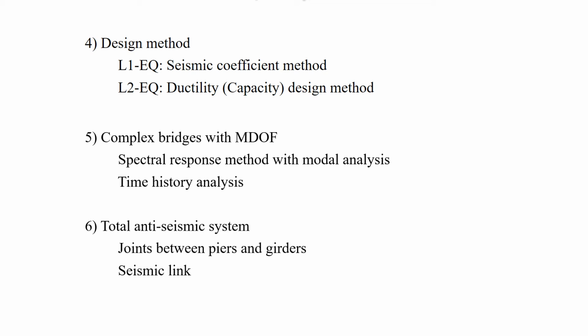6. Total anti-seismic system. We have to prevent the bridge girders falling off from piers and abutments. Therefore, the girders are jointed to piers and abutments. Also, the girders are connected to each other with the seismic link.